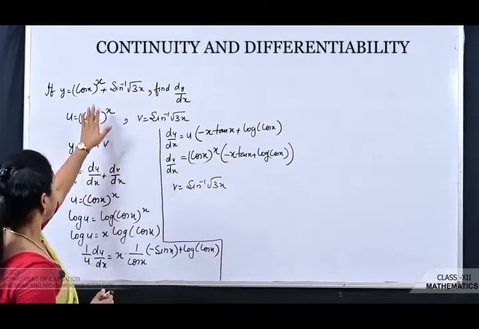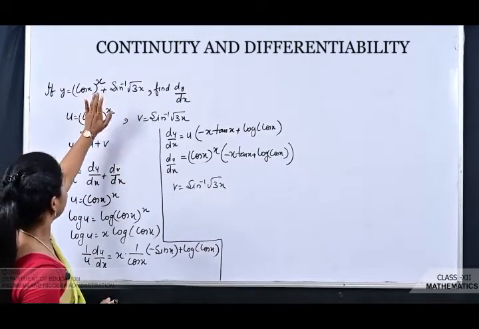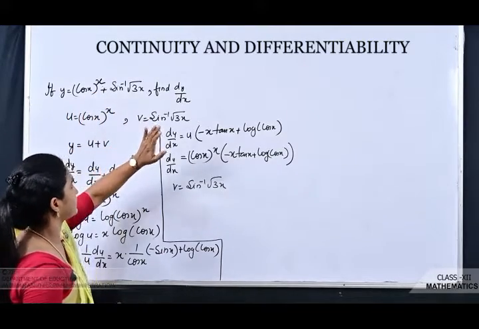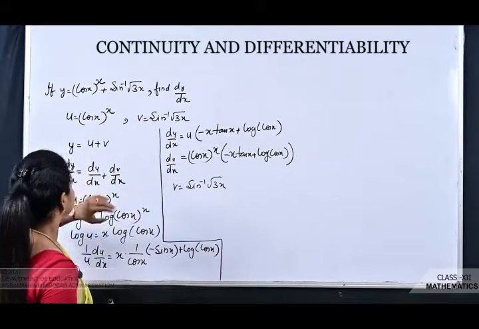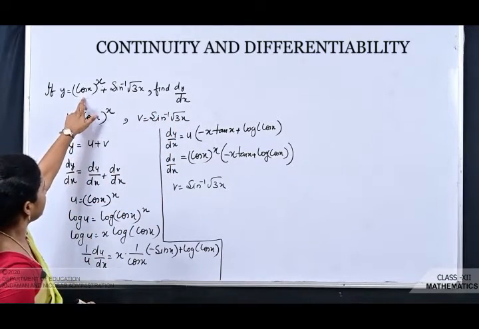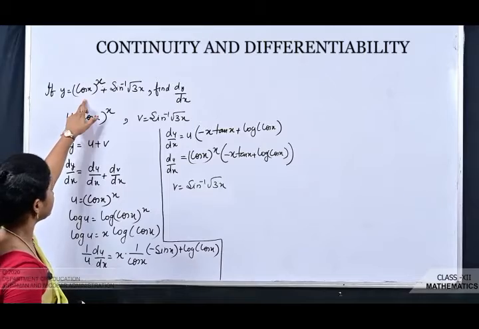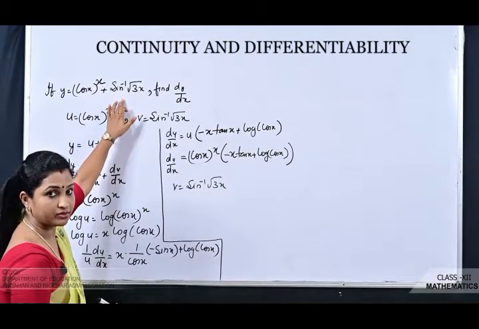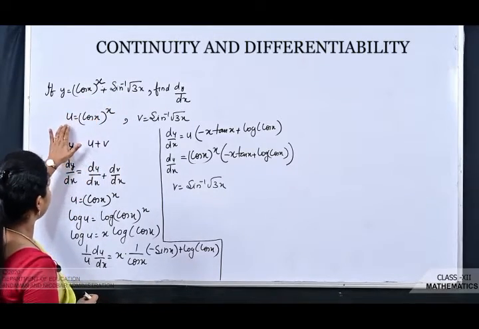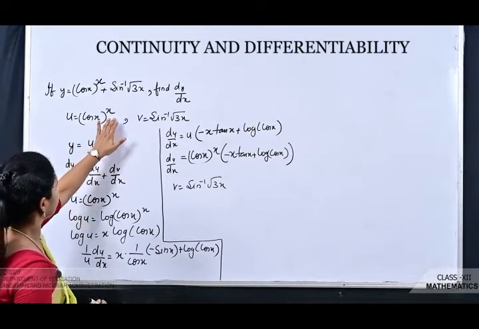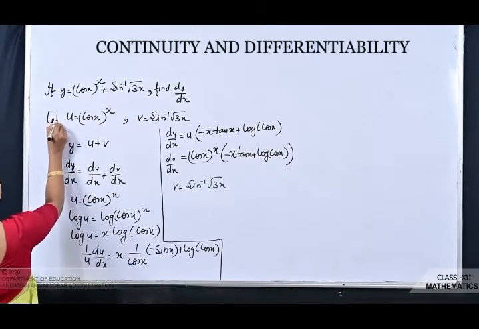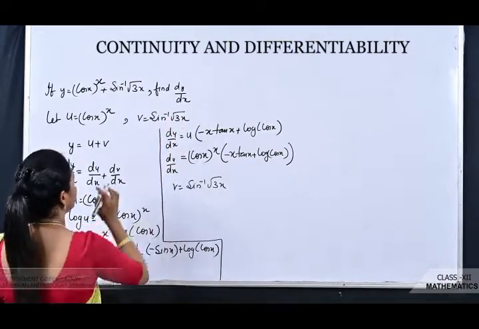This is again another type of question. y is equal to cos x to the power x plus sin inverse root 3x. You have to find dy by dx. Now again the same thing, this can be solved with the help of logarithmic differentiation. This you can directly solve it, correct? So what you will do, you will take separately, let u is equal to cos x to the power x, okay, and v is equal to sin inverse root 3x.